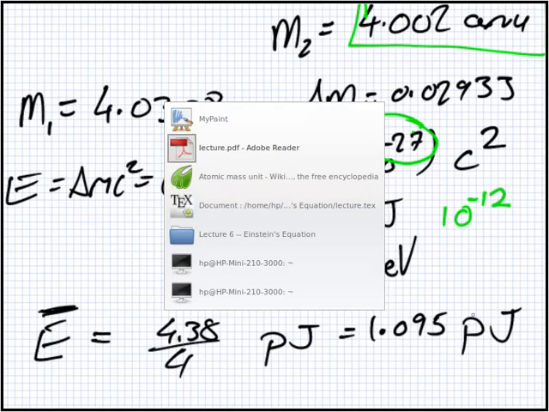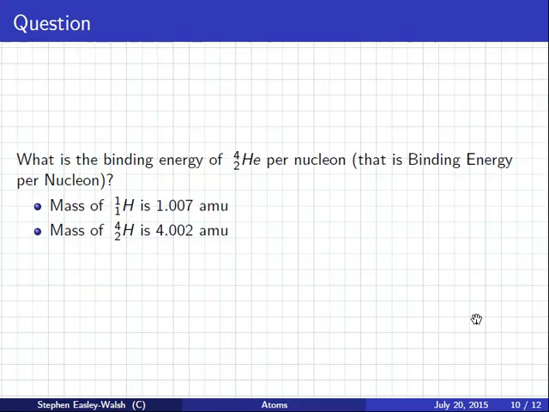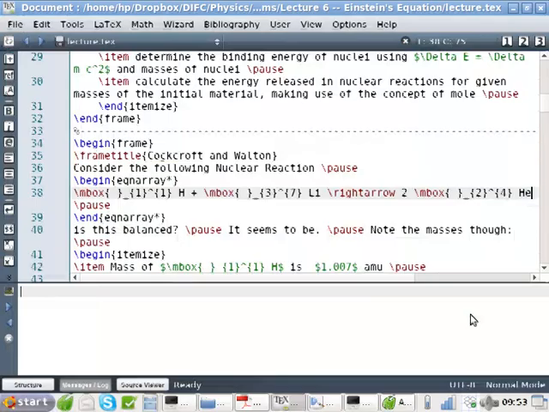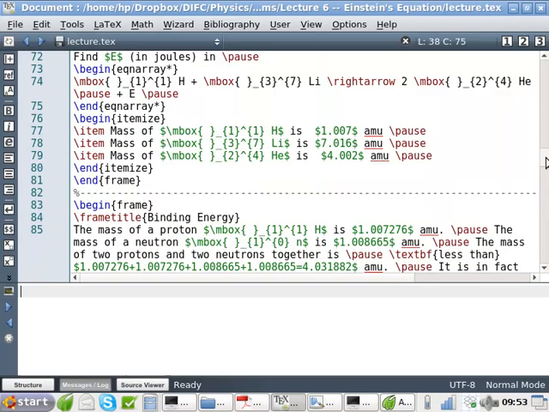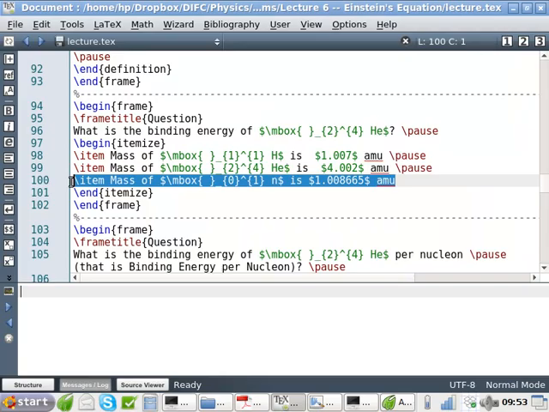So again, we'll get the value that it was 1.095. Why did I not give you the neutron one? Let me just add that back in so I don't forget. Mass of neutron. Okay.